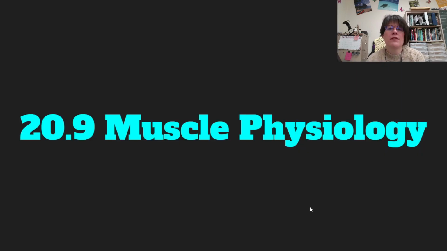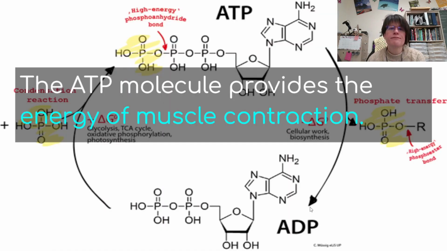So let's talk about muscle physiology, how muscles function. So the source of energy for muscle contraction are ATP molecules. Just like any activity in the body, our bodies are energized by ATP, converting ATP to ADP, releasing energy.